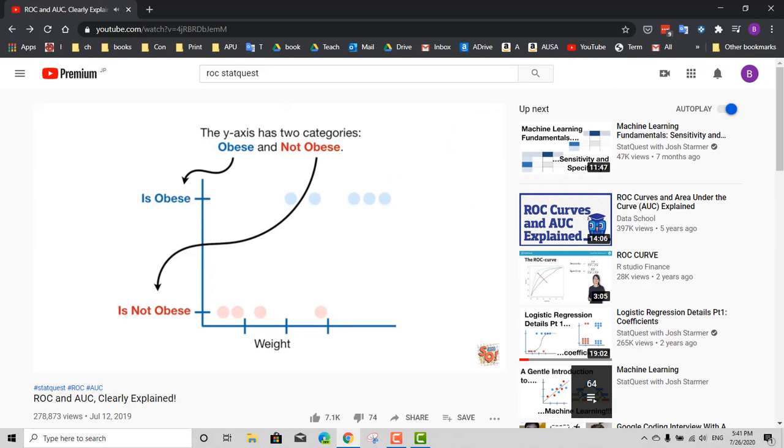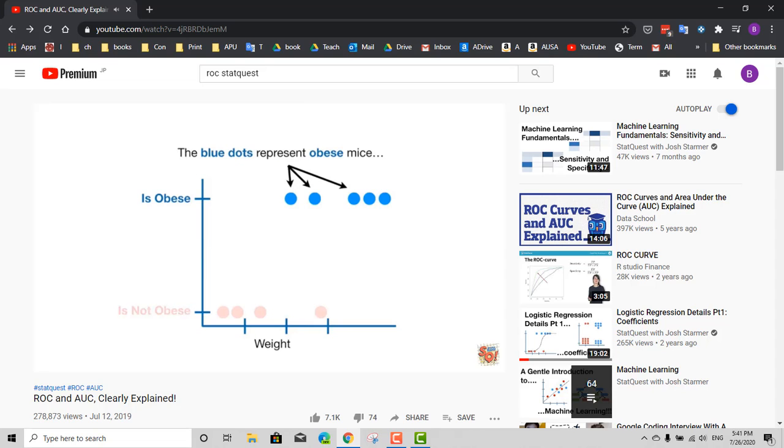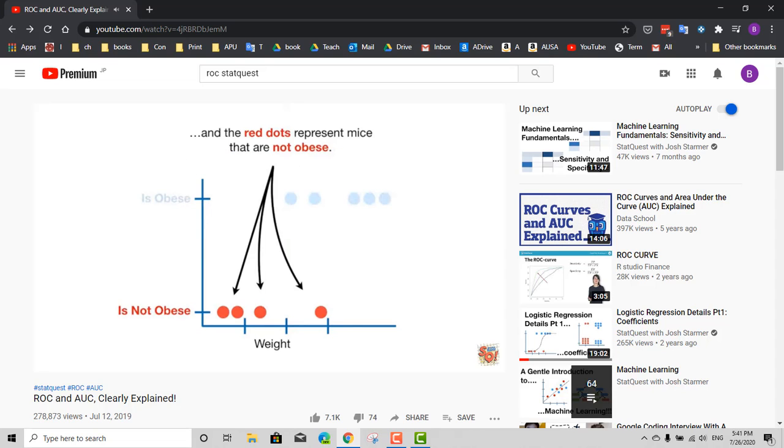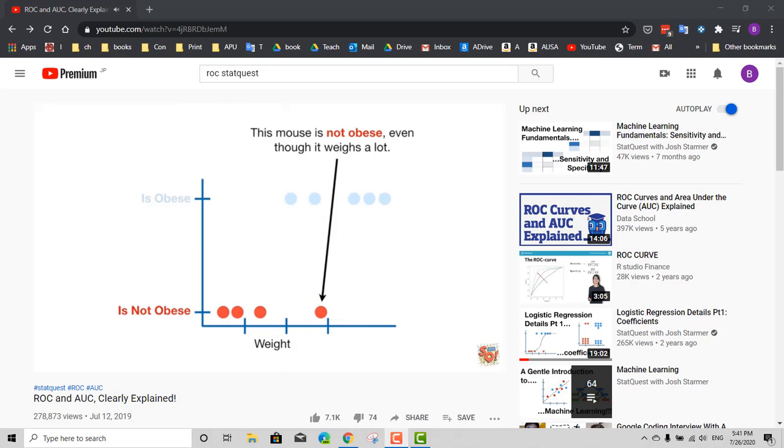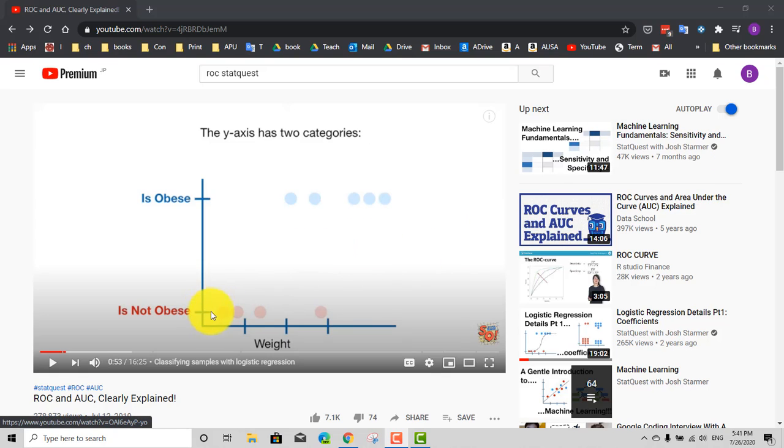The blue dots represent obese mice, and the red dots represent mice that are not obese. Along the x-axis, we have weight. This mouse is not obese. So just to reiterate, any dot that's down here represents a non-obese mouse, and any dot that's up here represents an obese mouse. And of course, there are only two possible heights because this is a categorical variable, and there are only two values for it. So it can either be not obese or obese.